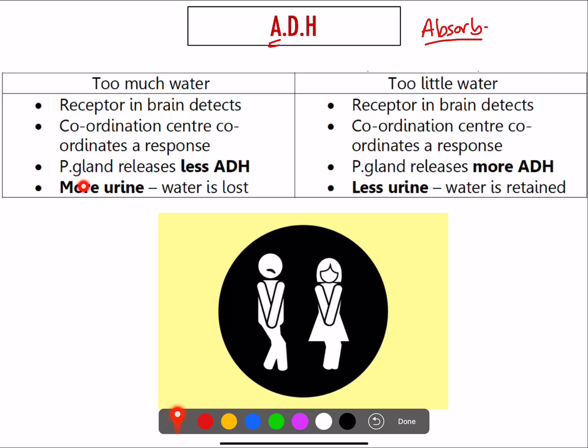So the urine is going to be larger in volume, and also it's going to be dilute. So it's going to be much lighter in color. If you have less water, again, same thing, but this time you release more ADH. So more ADH is released, so your kidneys will reabsorb more water back into your blood. So if water gets reabsorbed, less urine is produced because all the water has gone back to the blood. So urine is going to be smaller in volume and it's going to be darker.